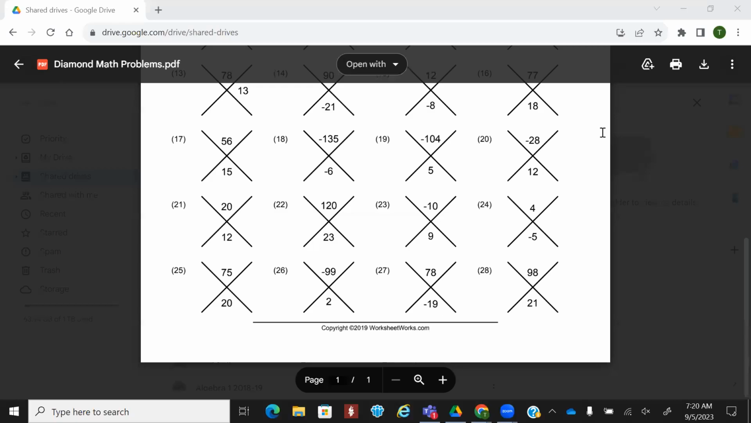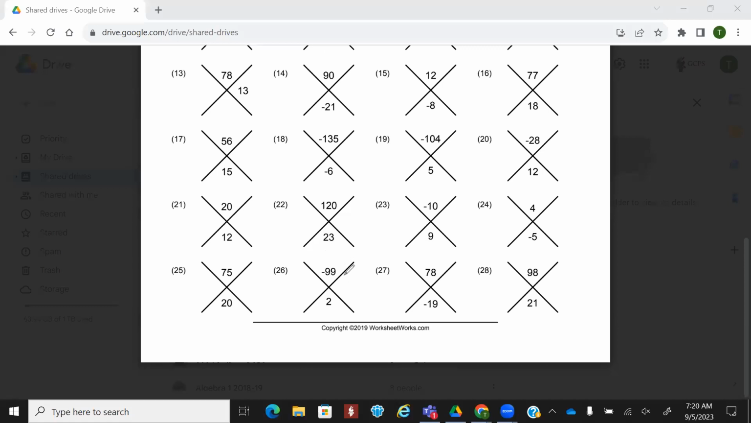Okay, so on this first one, we have what times what would give us negative 99, but then add together gets you 2. Negative 9 and 11. Okay.